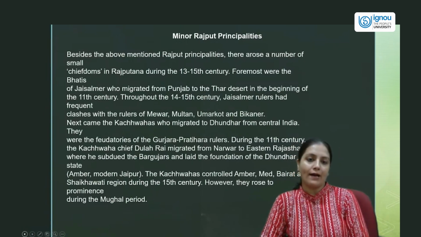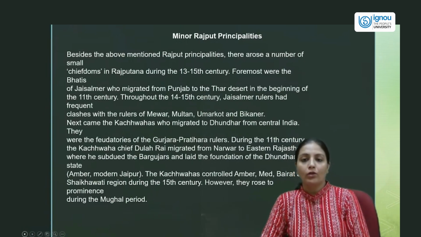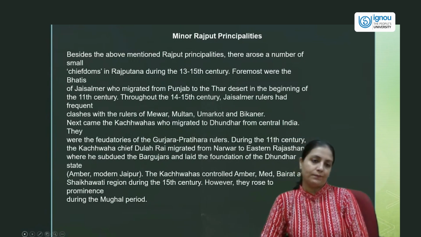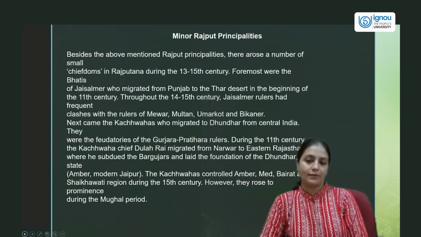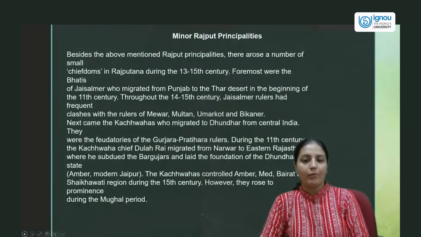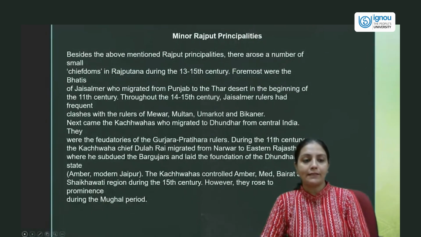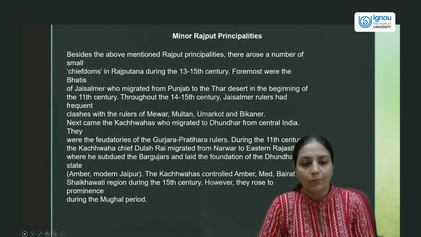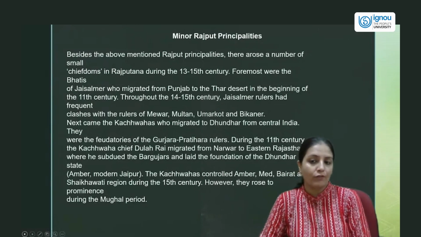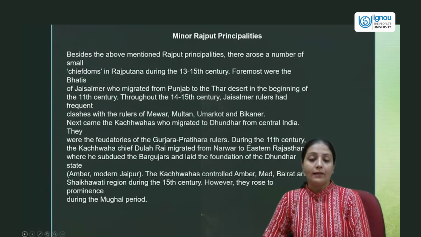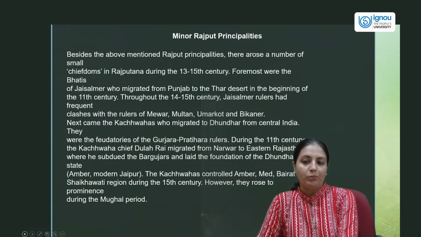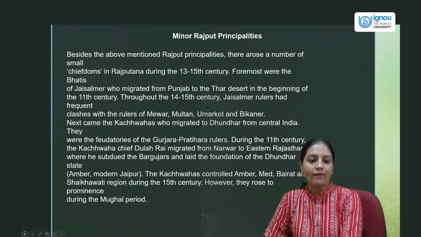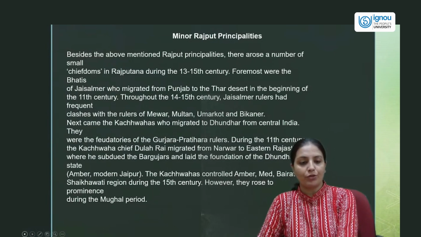Next came the Kachwahas, who migrated to Dhundar from central India. They were the feudatories of the Gurjar Pratihara rulers. During the 11th century, Kachwaha chief Dula Rai migrated from Narwar to eastern Rajasthan, where he subdued the Bargujars and laid the foundation of the Dhundar state. Kachwahas controlled Amber, Med, Bairat, and the Shekhawati region during the 15th century.